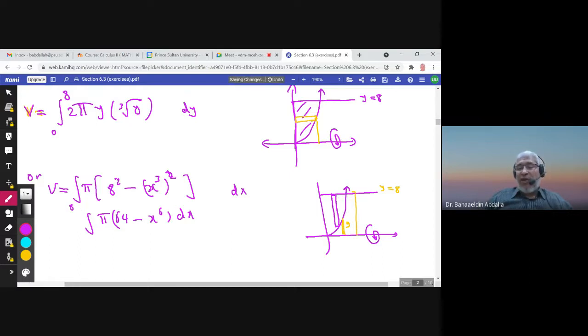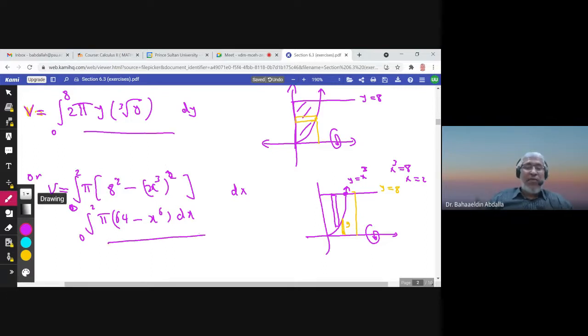I need to find the coordinates of this point. So this is y equals 8, and this is y equals x cubed. So if y is 8, then x cubed is 8, or x is the cube root of 8, which is 2. So from 0 to 2. Also, please check that these two integrals will give you the same answer.